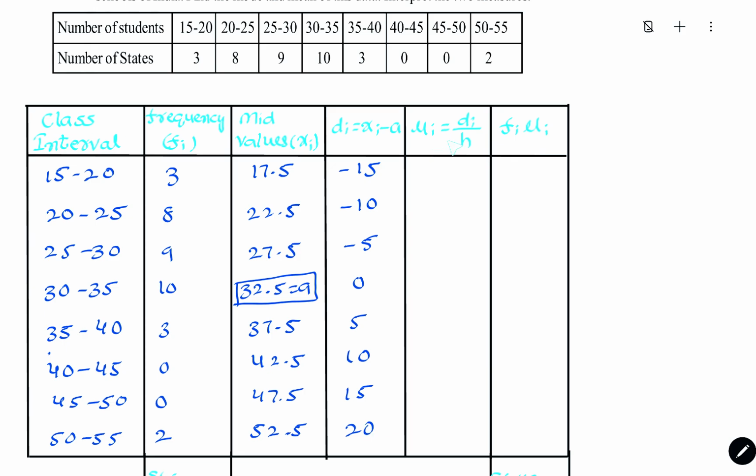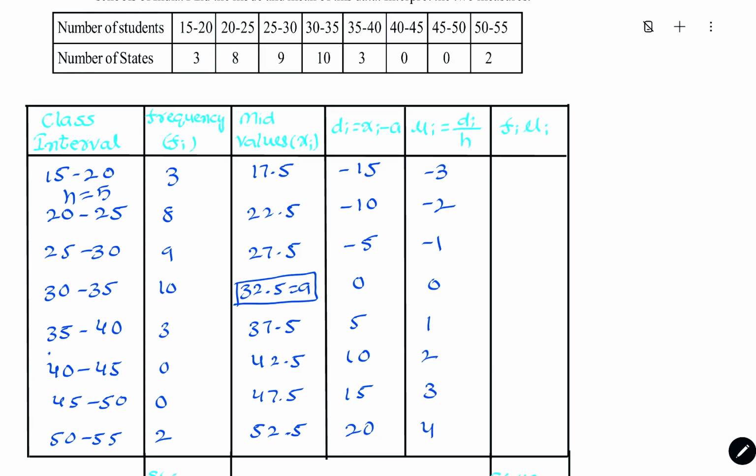Now find ui. ui is equal to di by h. Here di values are there. Now h is nothing but the difference between the upper limit and lower limit. Here the height in all class intervals is 5. h is equal to 5. So minus 15 by 5 is minus 3. Minus 10 by 5 is minus 2. Minus 5 by 5 is minus 1. 0 by 5 is 0. 5 by 5 is 1. 10 by 5 is 2. 15 by 5 is 3. 20 by 5 is 4.